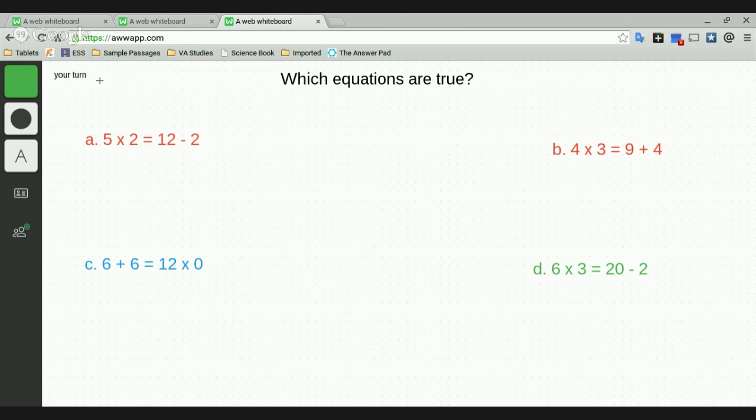So this is now your turn. For your turn, it says which equations is true. Make sure you see that there is an S here. That means that there's going to be more than one correct answer. So what you need to do here is solve the equation and figure out which one is true. Remember, solve both sides, write it underneath, see if they're equal. If they are, then you're good to go.